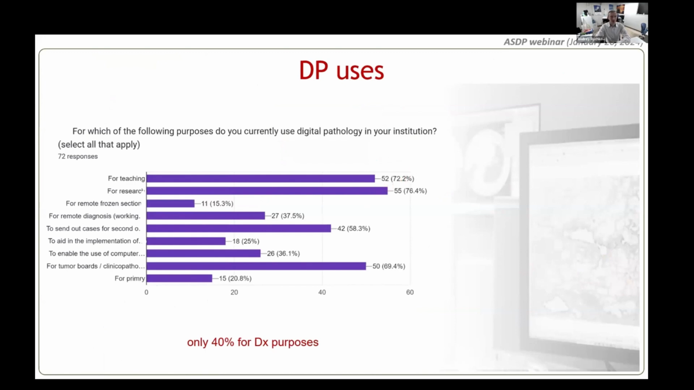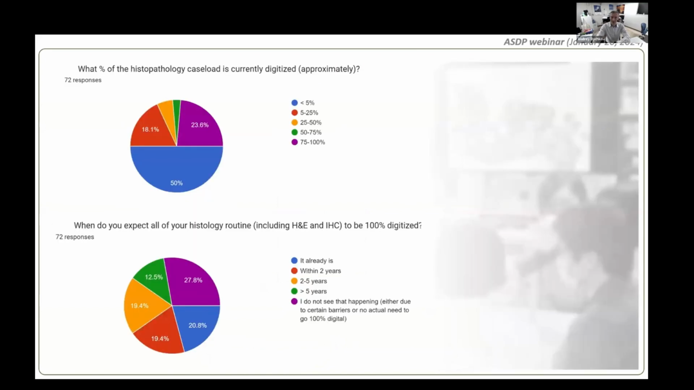After that, supporting tumor boards and clinical pathological conferences, also sending out cases for consultation, and less frequently remote diagnosis, which is working from home, including frozen sections, and also to enable the use of AI. Finally, people also use digital pathology for primary diagnosis, but the number of those laboratories was pretty limited. Overall, I would say that only 40% of laboratories equipped with a whole slide image scanner used it for diagnostic purposes at the time of the survey.